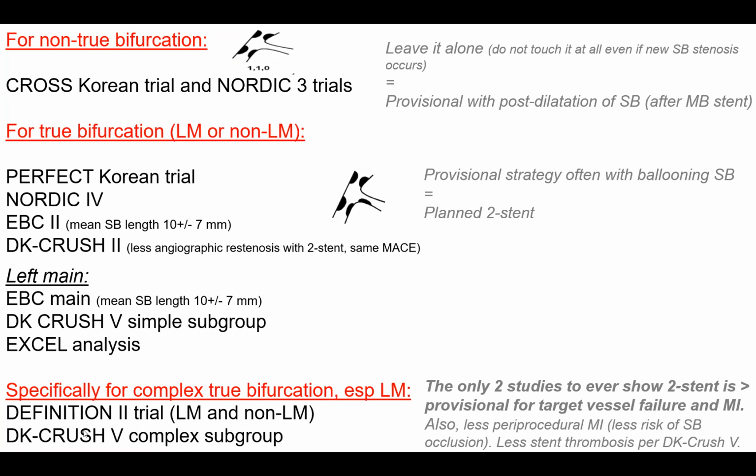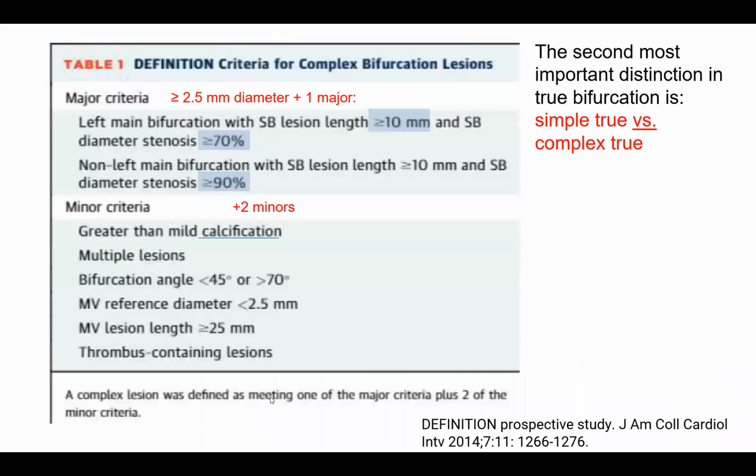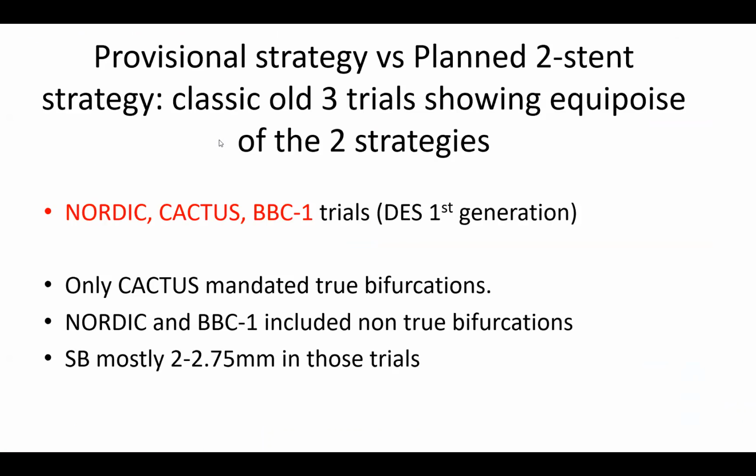Then the third subgroup of trials applies to the third subgroup of bifurcation, the complex true bifurcation, whether left main or non-left main. Remember, complex true bifurcation, you can have it in left main or non-left main. You just use a higher stenosis cutoff for non-left main, 90%, and 70% in left main.